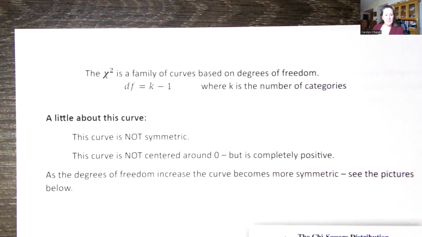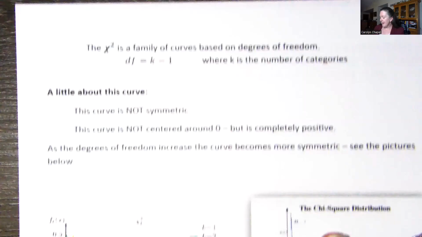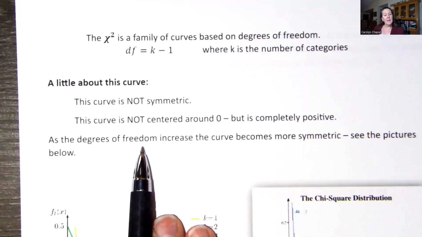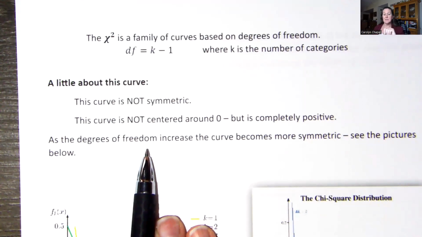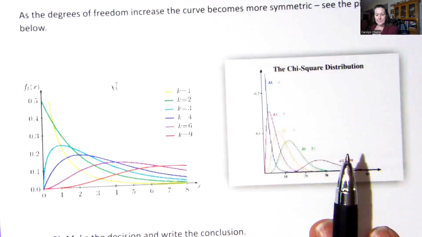A little bit more about this curve. It is not symmetric. Unlike the t curve, which was nice and symmetric around 0, and the normal curve, which was symmetric around 0, it is not centered around 0, but it is completely positive. One thing we will see is that as the degrees of freedom increase, it starts to look a little bit more normal, but again, not centered at 0. So it does start to look like a symmetric curve. Let's look at some of those pictures so you can see.